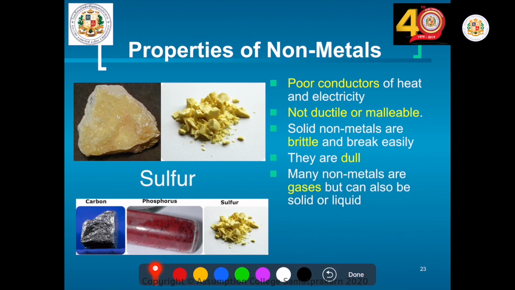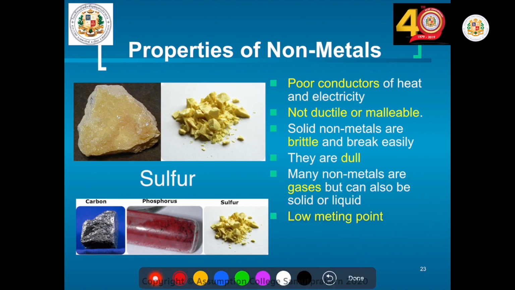Next, many non-metals are gases. As we have discussed before, the entire last row is all gas, together with other elements like nitrogen, oxygen, fluorine, chlorine. But some of them are solid, like carbon, sulfur, and phosphorus. And the only liquid one is, do you still remember? Right, it is bromine.